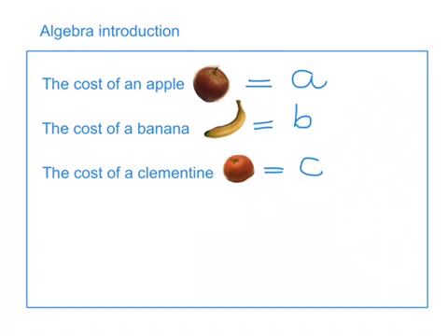So using algebra here to represent these things makes it easier for me to say, well, if I go into a shop and I buy an apple and a banana, well, I know it's going to be A plus B.